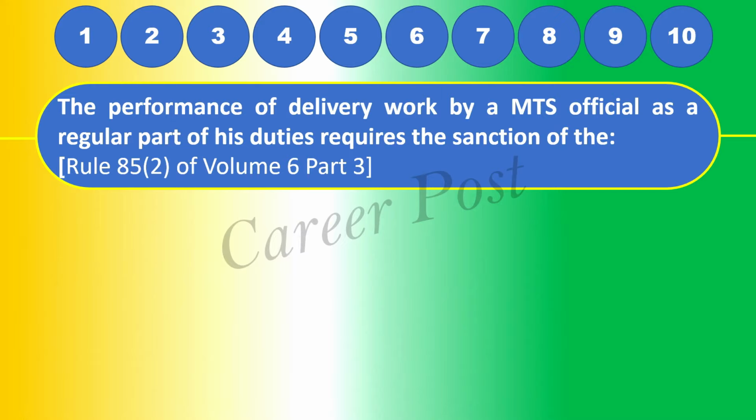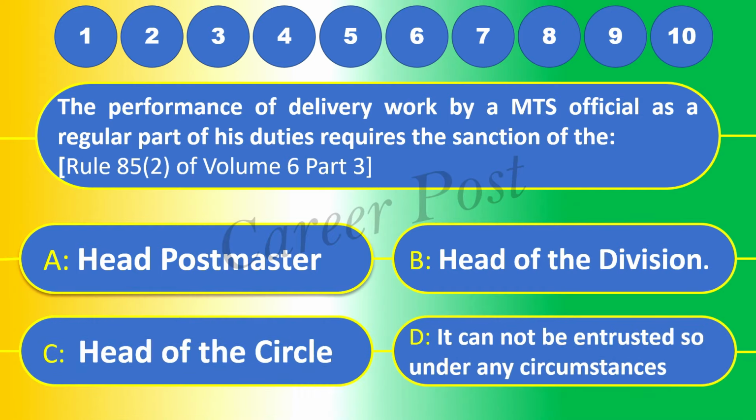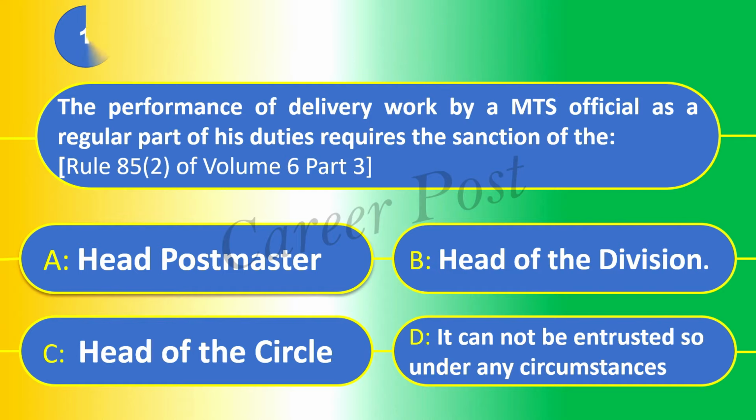Next, the performance of delivery work by MTS official as a regular part of his duties requires the sanction of, Rule 85.2 of Volume 6 Part 3. A. Head postmaster. B. Head of the division. C. Head of the circle. D. It cannot be entrusted under any circumstances. That means duty of delivery work, can it be entrusted to MTS? That means postman duty cannot be entrusted to MTS for a long time, as a regular part. The answer is yes, it can be done, but with the sanction of head of the circle.